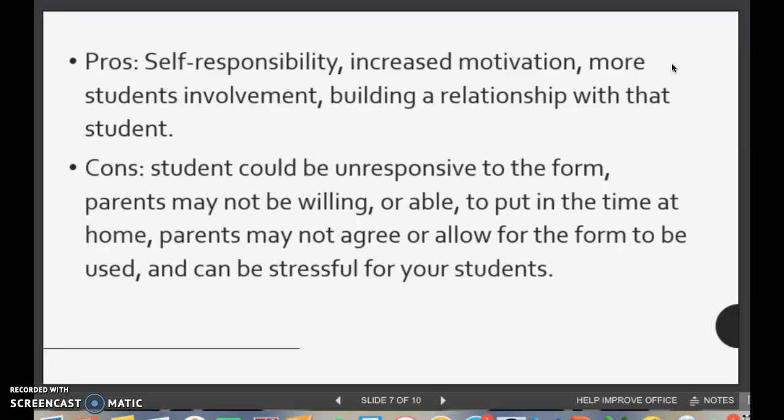Cons could be that the student could be unresponsive to the form completely. They may not like the idea or won't be willing to do it on their own. Parents might not be willing or able to put that time in at home either, and they might not agree or allow for the form to be used. And just having that responsibility on a student can be really stressful for them as well. So the support that needs to come along from the teacher is really important when implementing that behavior form.